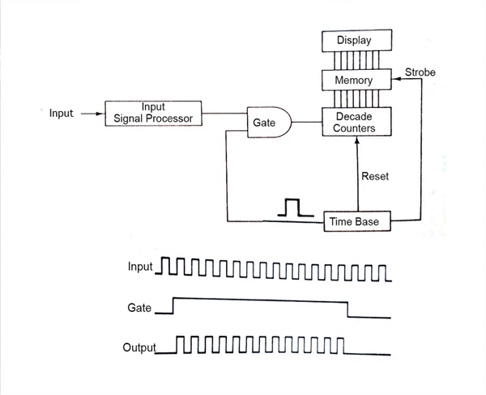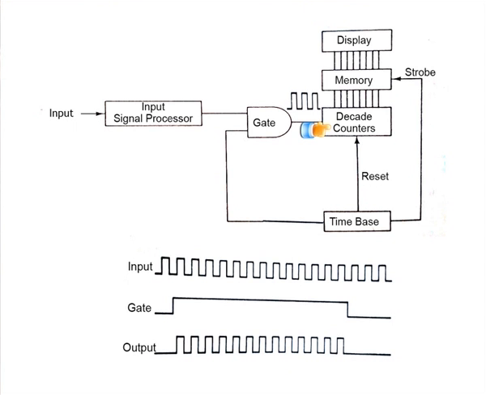So, if we say that the time base generates a pulse, let this pulse be of 1 second. That is, this pulse remains at high state, or at 1, for 1 second. Then all those pulses which are coming from the input signal processor will pass through the gate, and after the end of 1 second the gate will close. The pulses reaching the output of the AND gate will be counted by the decade counter.